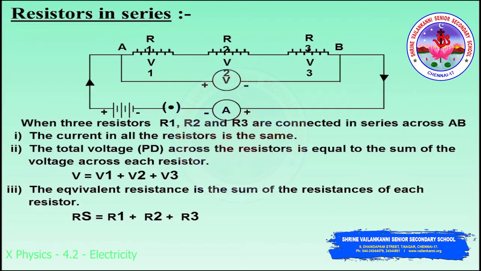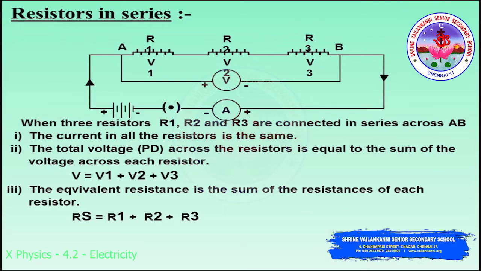It is between the points A and B. The three resistors are connected, that is R1, R2, R3, so that the same current flows through each resistor. That is, there is only one path for the current to flow between two points when the same potential is applied across the combination. So the current in all the resistors is the same.